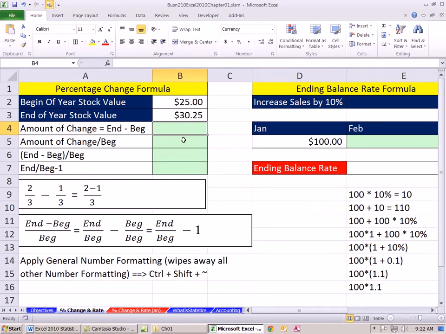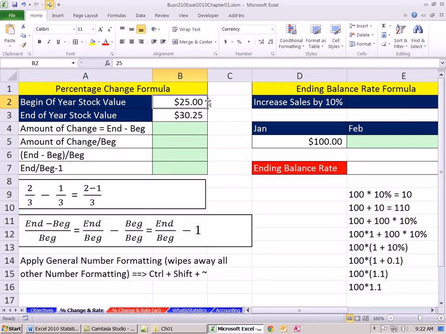And before we get into the textbook stuff, I just want to go over the percentage change formula and an ending balance rate formula. Now, these are not in the textbook. The textbook just assumes that you know how to do these types of formulas. So I kind of want to go over them, not only the math, but the Excel formulas. So we'll start off with percentage change.